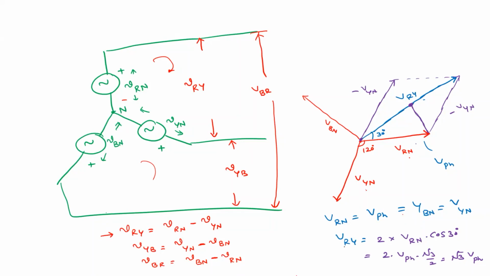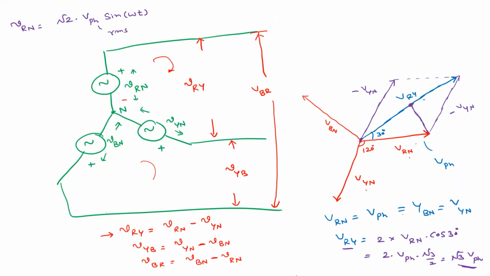So what you understood is that VRY is root 3 times the phase voltage. Right? So let us assume VRN, it will be something like that. So root 3 times V phase, sine omega t. I assume like this, and this V phase is the RMS value. Clear?